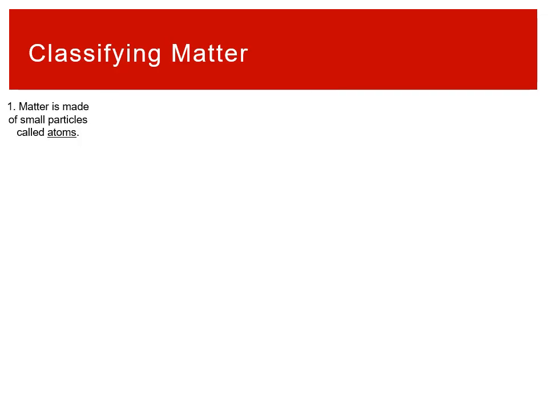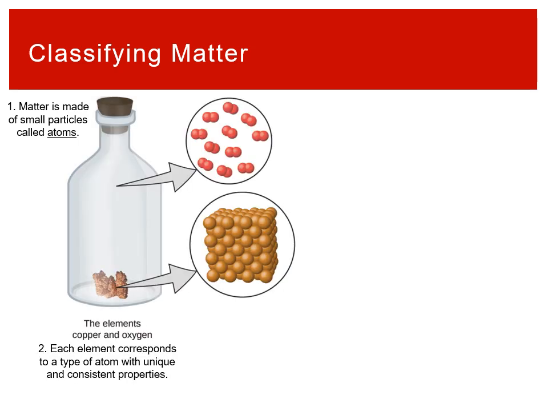We want to then look into what exactly these elements are. And so we're going to introduce the idea of atoms. So matter is made of small particles called atoms. We'll get more into this as we move forward, in chapter 2. But for now, we're definitely going to say that matter is made of small particles called atoms. And each type of atom corresponds to an element.